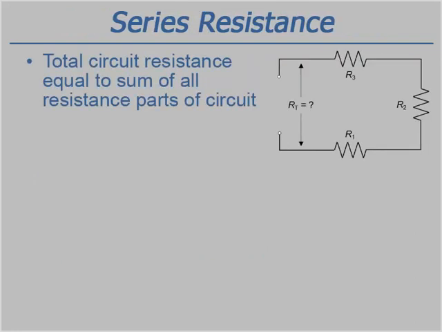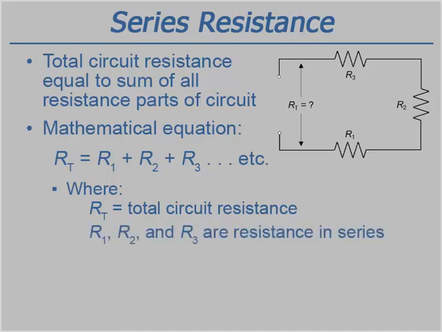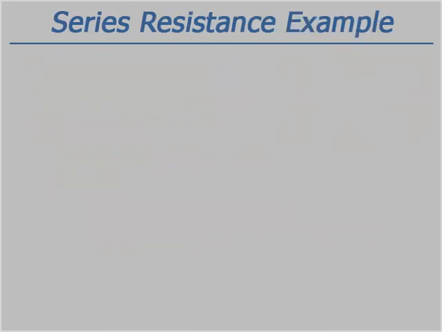In a DC series circuit, the total resistance of the circuit is equal to the sum of all the resistance parts of that circuit. This is represented mathematically by the equation on this slide, where RT equals the total circuit resistance, and R1, R2, and R3 equal each individual resistance value. Now, let's go through an example using the series resistance equation to determine the total circuit resistance of a DC series circuit.